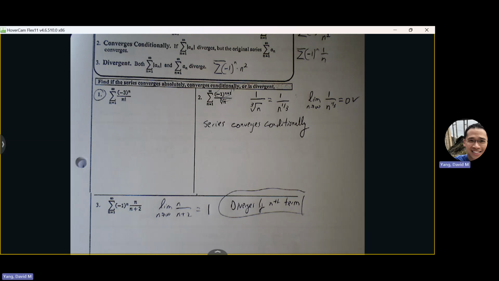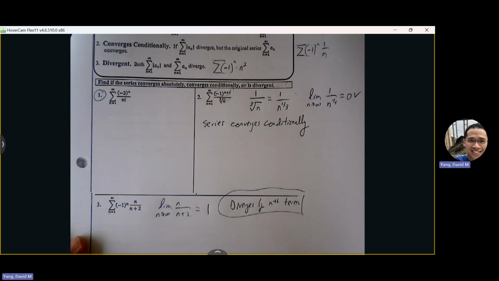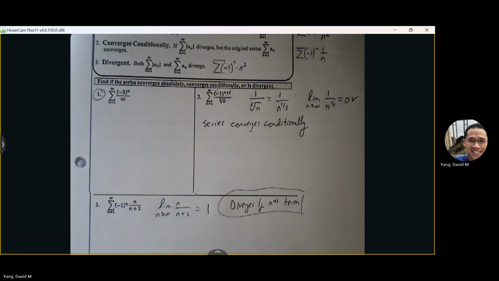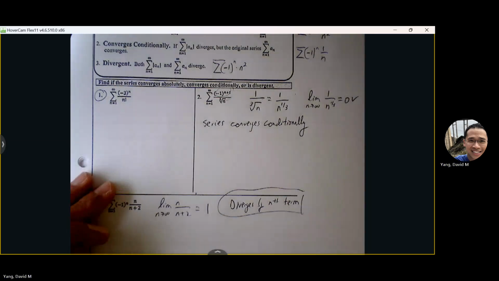Okay, we'll skip 4 and 5 since we'll come back to those after we learn the ratio test. Okay, next page.